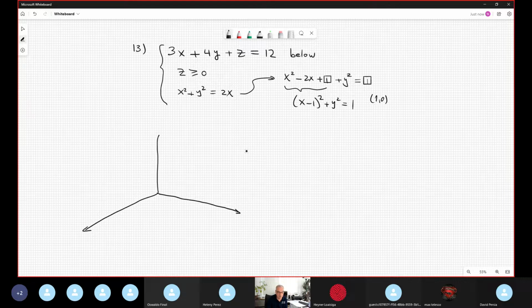Okay, we have a plane. I don't have too much idea. Well, I do, because you apply intersecting. For example, you could set y and z to 0, so 3x equals 12, so x is equal to 4. 1, 2, 3, 4. This point is (4, 0, 0).